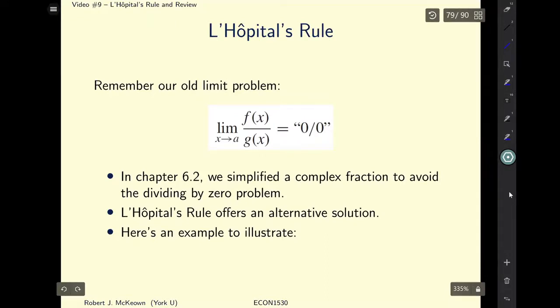Welcome back. We are here for the last video in calculus with advanced functions. We're going to look at L'Hopital's rule. It's actually in section 7.12 of the textbook.